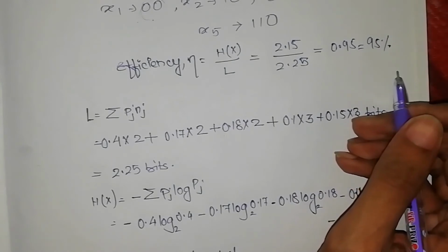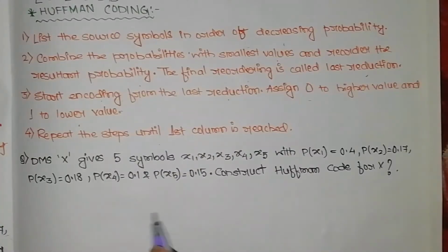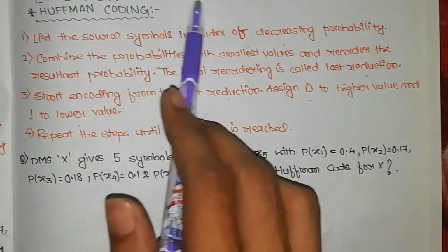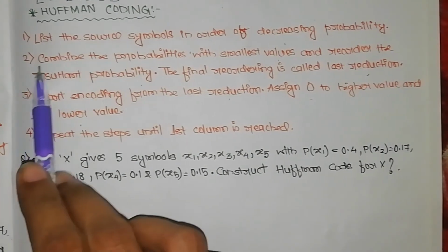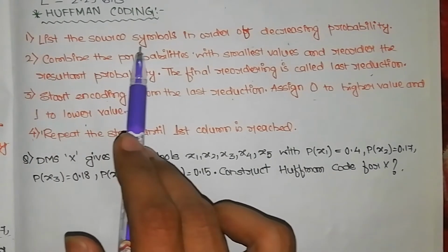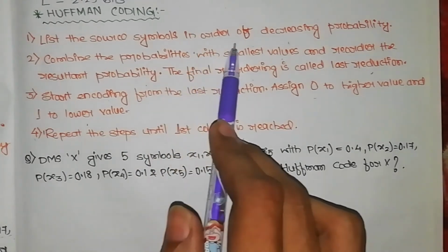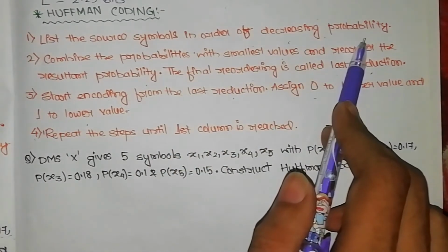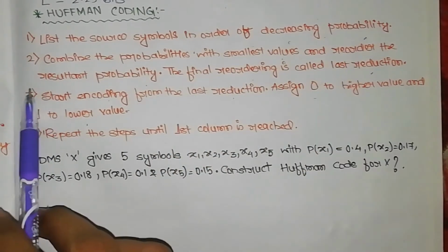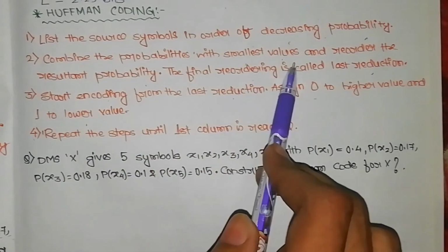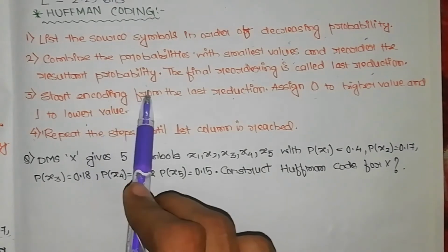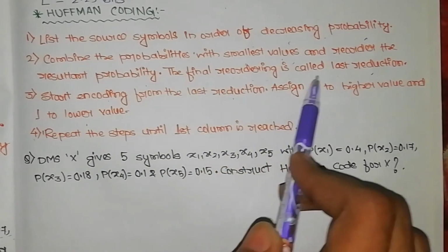So now let's move to the second coding technique, that is the Huffman coding. This is the algorithm we will follow. So the first step is that we need to list the source symbols in order of their decreasing probability, similar to the Shannon-Fano one. The second one is we combine the probabilities with the smallest values and reorder the resultant probability. The final reordering is called last reduction.